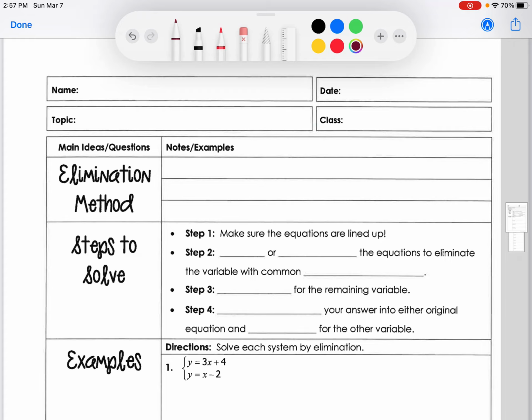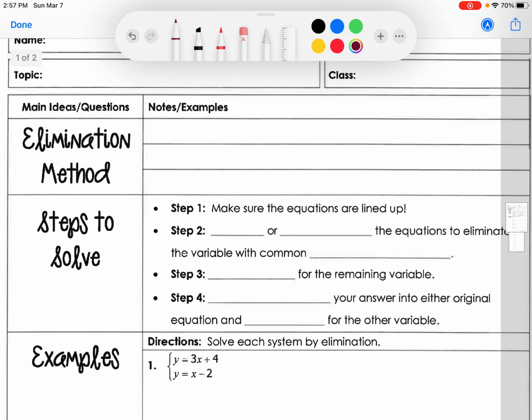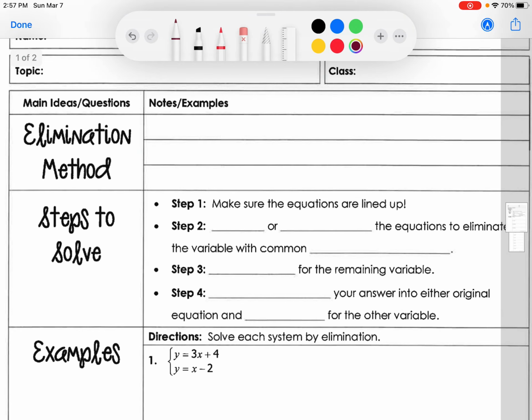Alright, today we are talking about elimination. So you've already learned how to solve systems of equations by graphing and substitution. Elimination is just a third method. It's a little bit different. Sometimes it'll be an easier way to use. Sometimes it will be a harder way to use. It's really just whatever your preference is in solving these systems.